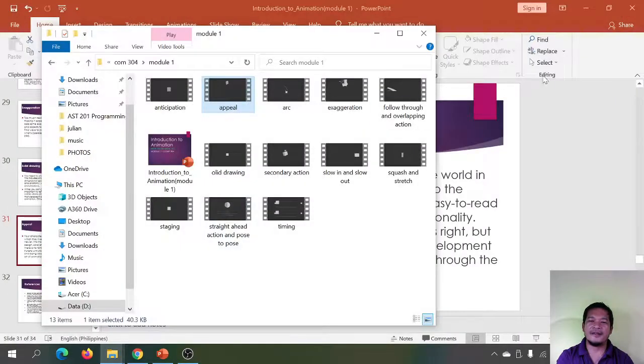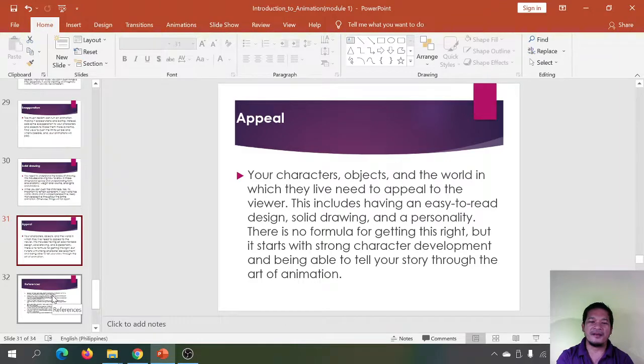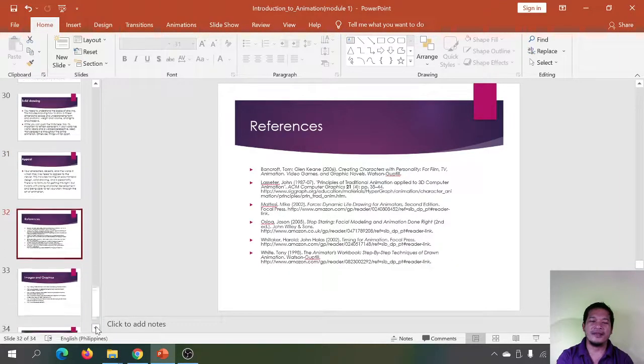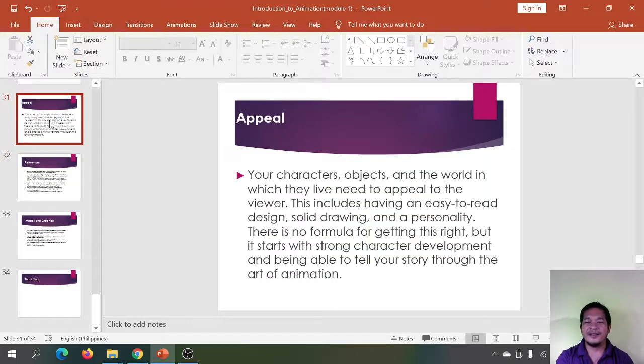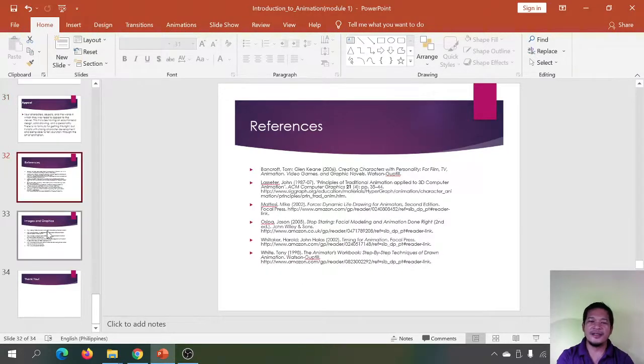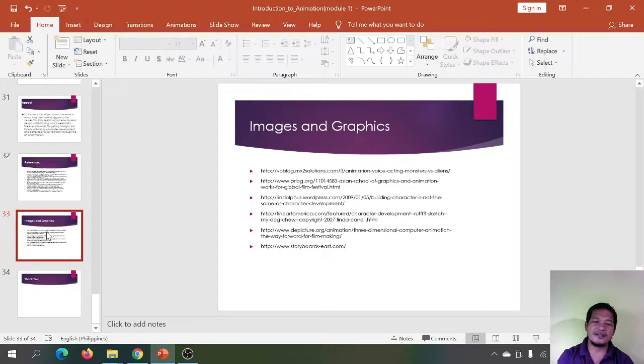Okay, then we are here. Appeal is the last of the principles of animation. We have references, the images and graphics from their sites. So before that, I'm going to show you first the difference between 2D and 3D animation in the presentation that you will see now.